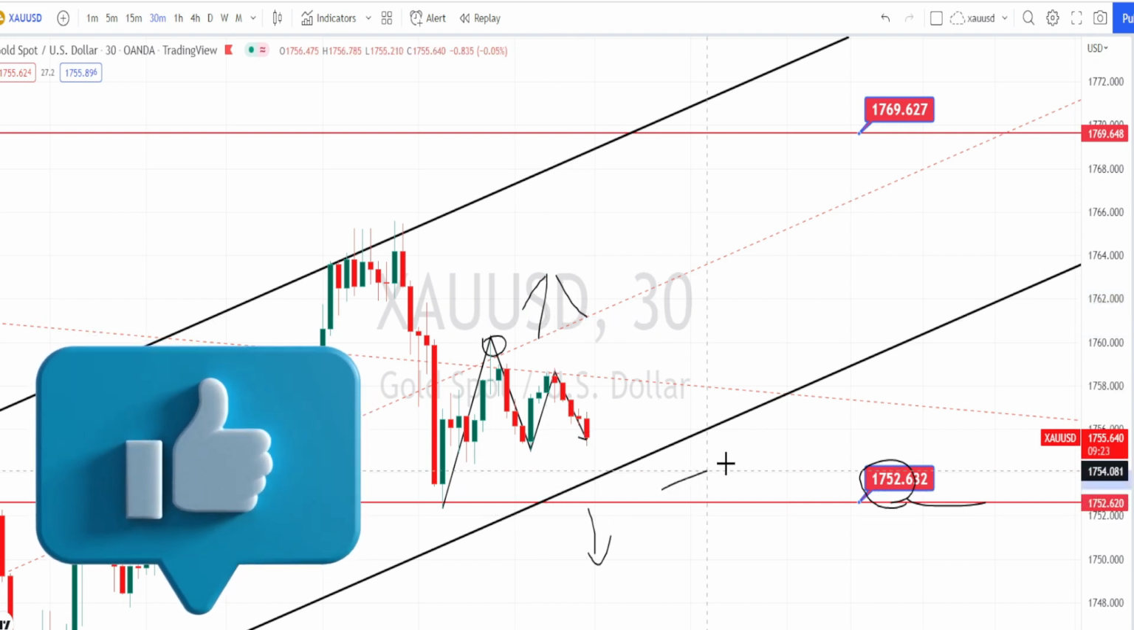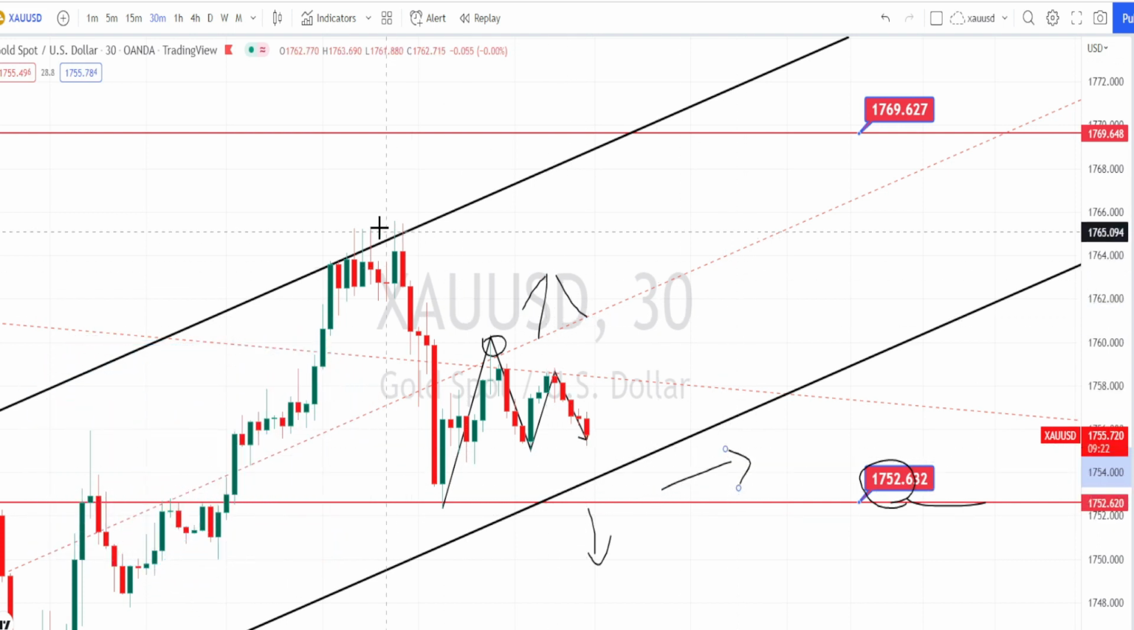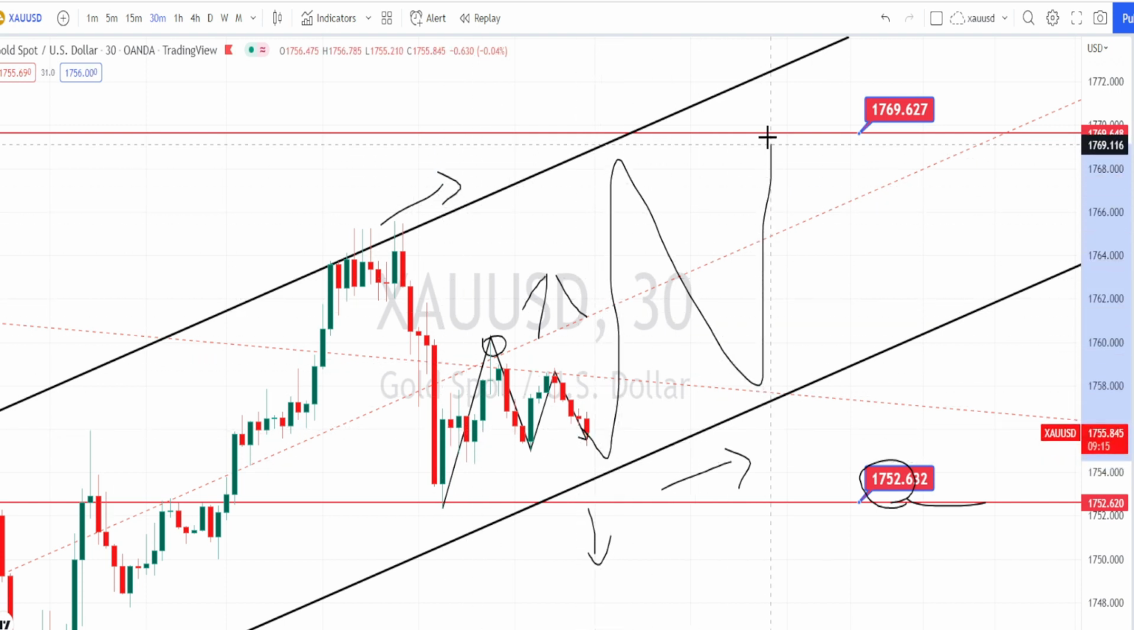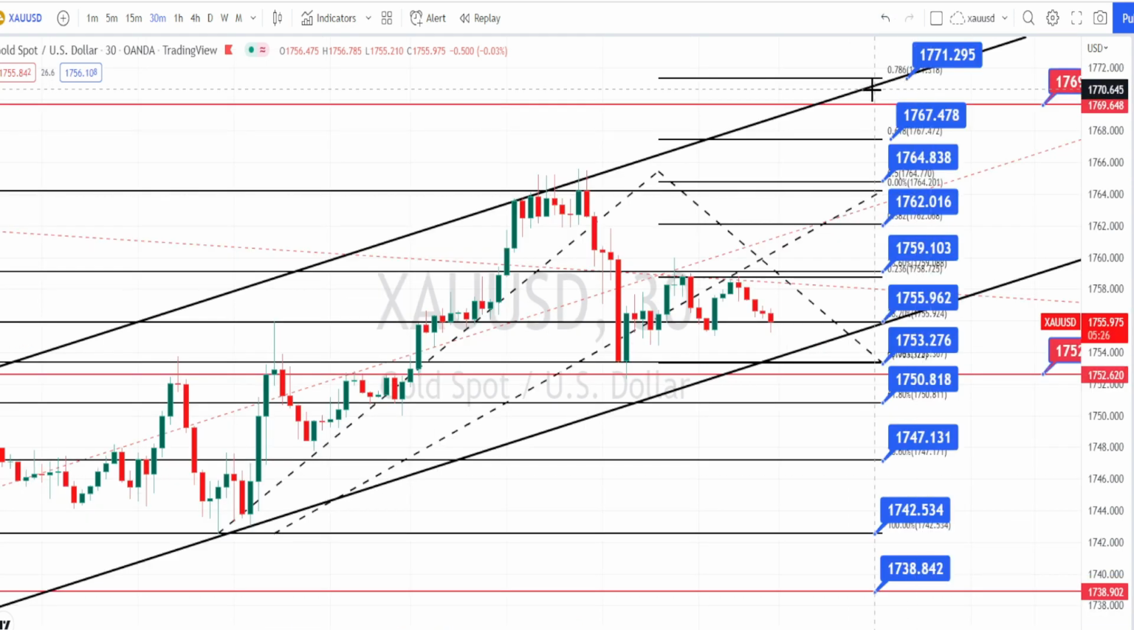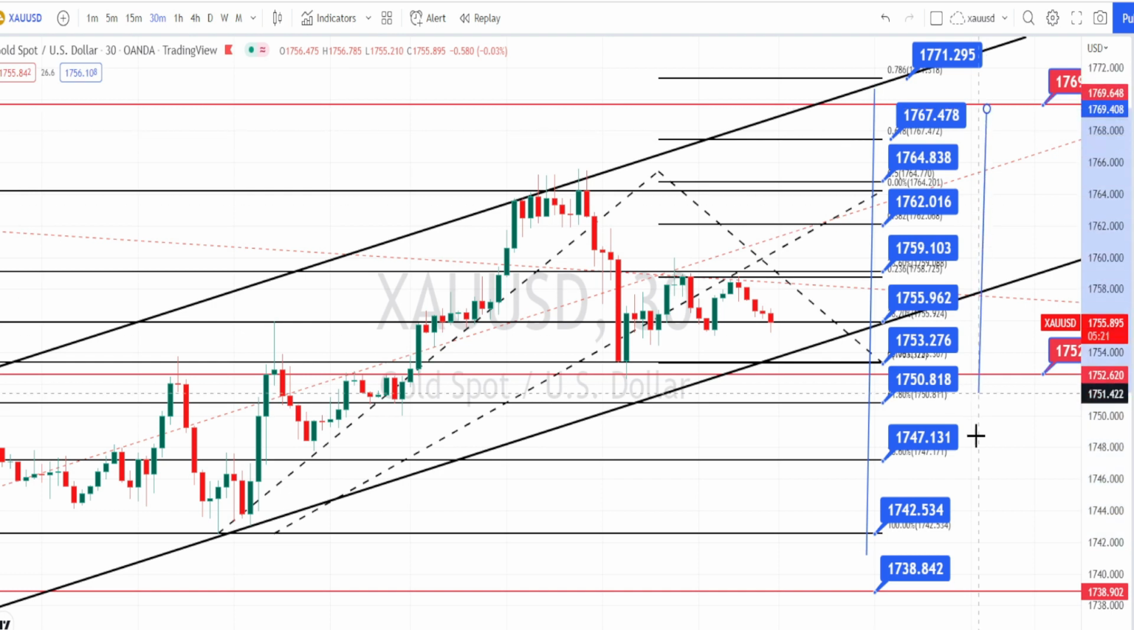And if the price action trades within this bullish channel pattern from the hourly time frame, it will be the continuation of the bullish trend in 30 minutes time frame also. Let us mark the support and resistance levels. So the values within these blue color boxes are the resistance and support levels for 30 minutes time frame.